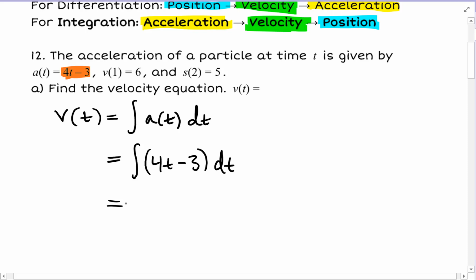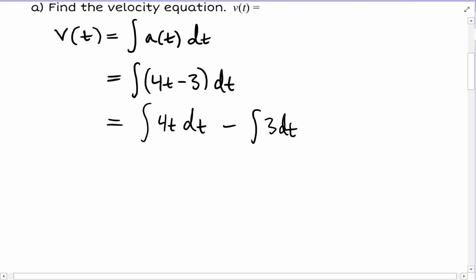Remember that if you're taking the integral of a sum or a difference, you can separate the integrand into two separate integrals, taking the integral of the first part minus the integral of this second part. This only works when you are adding and subtracting. Now the scalar multiple rule states that if I'm multiplying 4 times t inside of the integral, I can factor out any number, but never a variable.